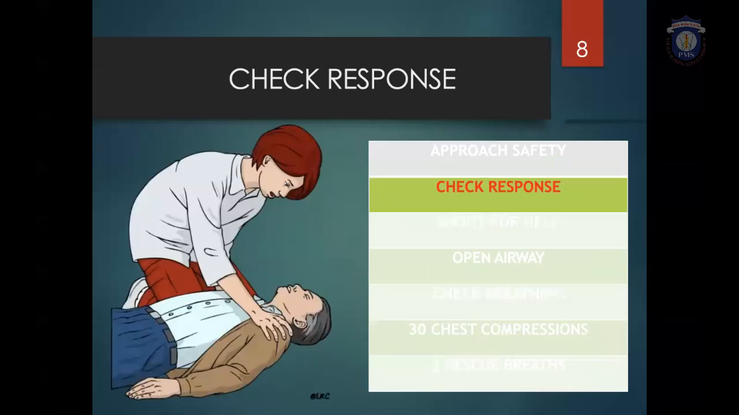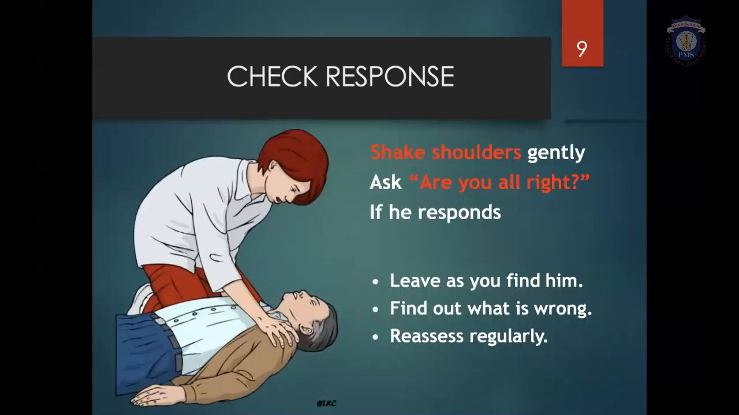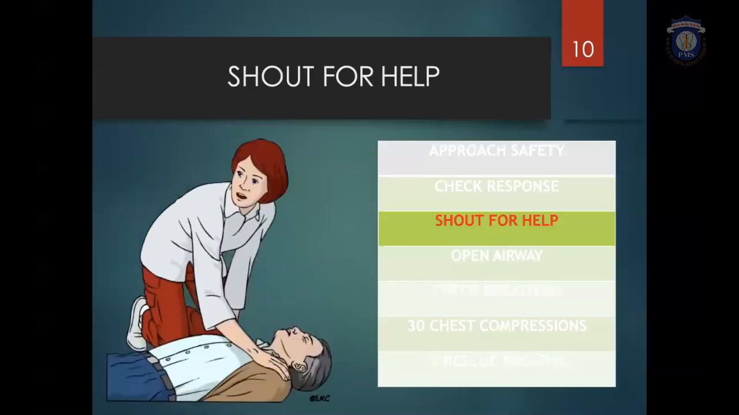Second one is check response. As you can see in this picture, shake shoulders gently and ask, are you alright? If he responds, leave as you find him. Find out what is wrong. Reassess regularly. And then the third step is shout for help.